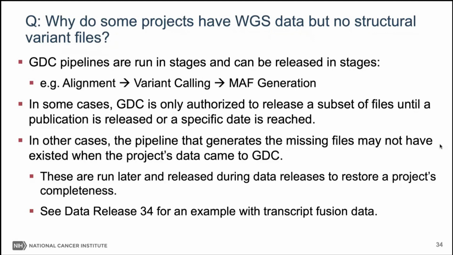In some cases, it's that we are only authorized to release a subset of files until either a publication is released, in that case they'll inform us, or a specific date is reached. In other cases, the pipelines that generate the missing files may not have existed when the project's data came to GDC. So what we try to do is run the new pipelines later and release them during later data releases to restore a project's completeness.